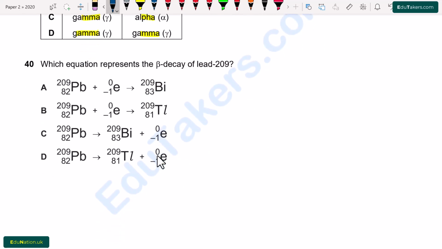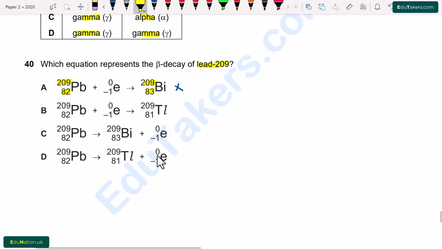Question number 40. Which equation represents the beta decay of lead-209? So when an element undergoes beta decay, there will be no change in the mass number, but the atomic number increases by 1. In option A, mass number is 209, again it is 209. There is 82 and here is 83. But the electron is on the left side, due to which this option is incorrect. There should be the emission of electron, not the absorption.